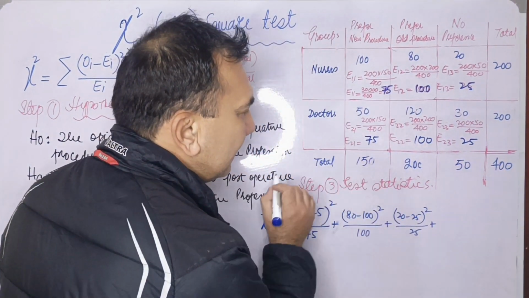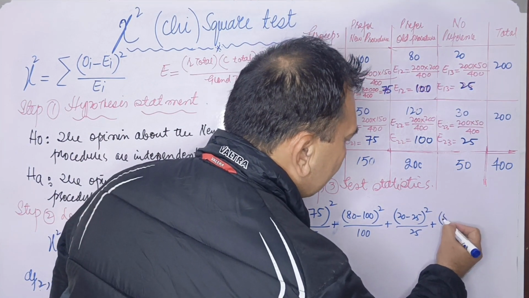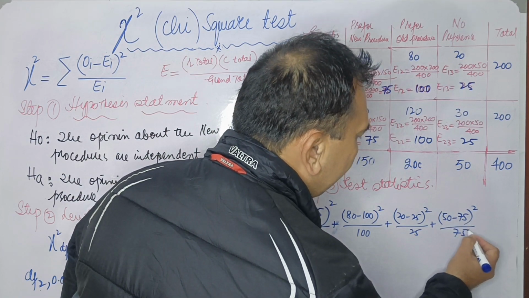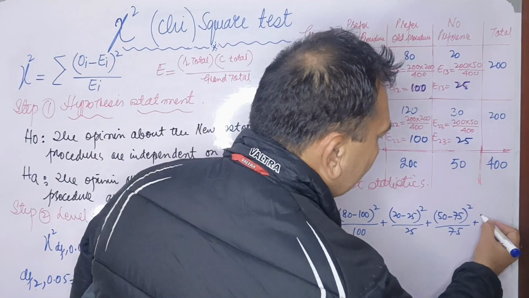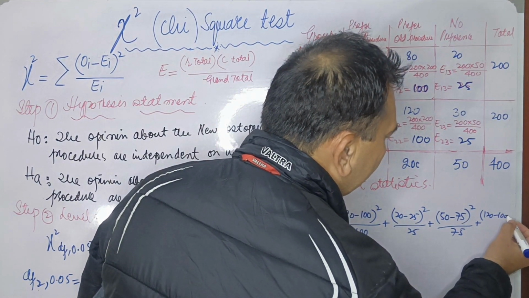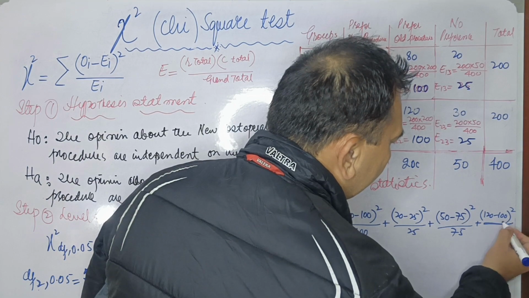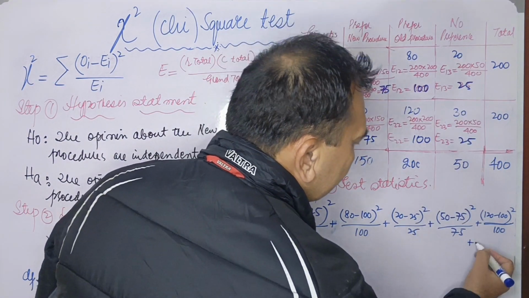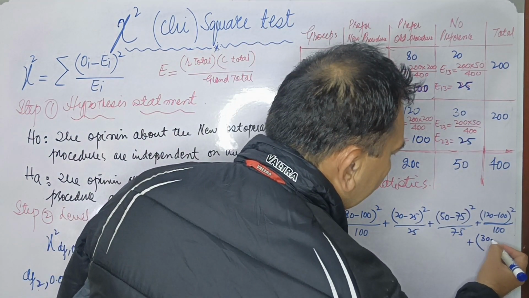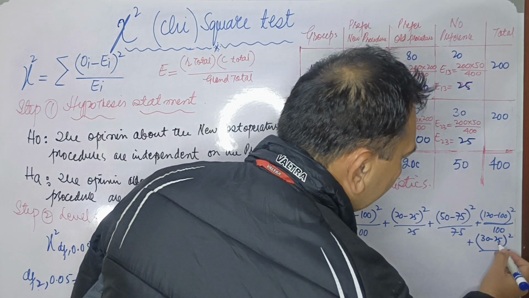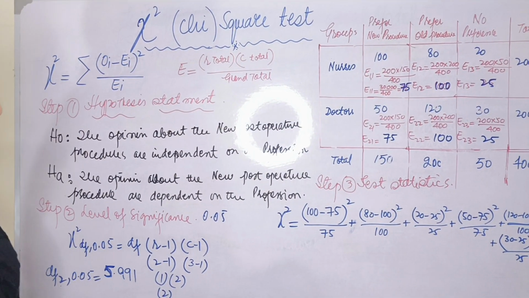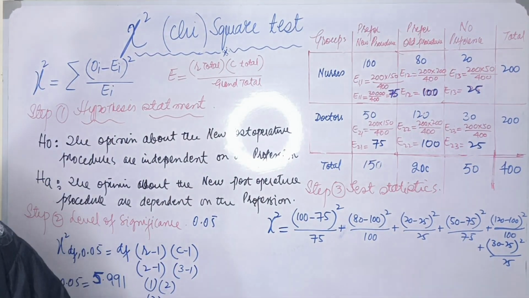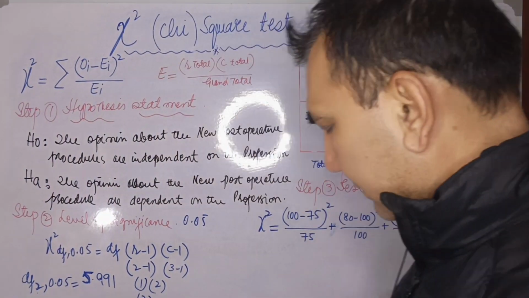Then we come to E21. The observed value is 50 and the expected value is 75: 50 minus 75, whole squared, divided by 75. The next one is 120 minus 100, whole squared, divided by the expected value 100. Now the last one, the observed value is 30: 30 minus 25, whole squared, divided by 25. Okay, so now we will solve it.